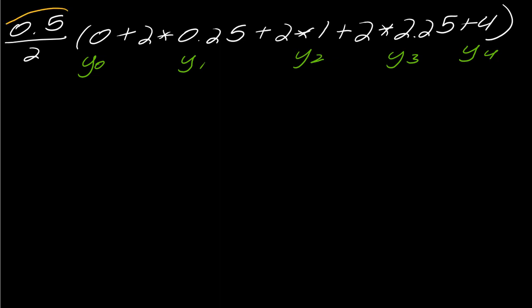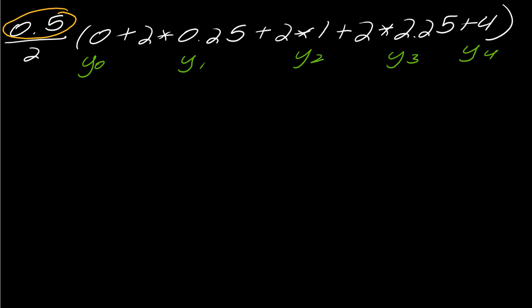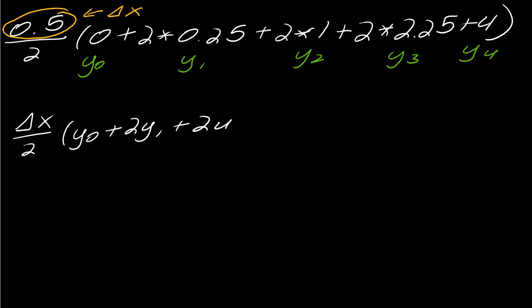And then this, what did this correspond to? So I'll just go back and remind you. So this went with the mesh size or step size, this delta x. So this is actually my delta x. And so I could rewrite this formula in very general terms then as delta x divided by 2 times y sub 0 plus 2y sub 1 plus 2y sub 2 plus 2y sub 3 plus y sub 4.